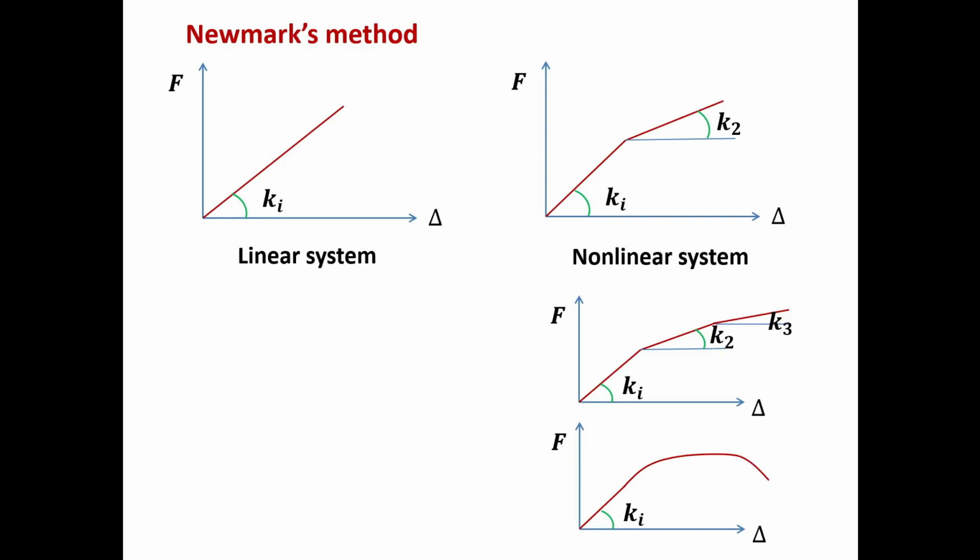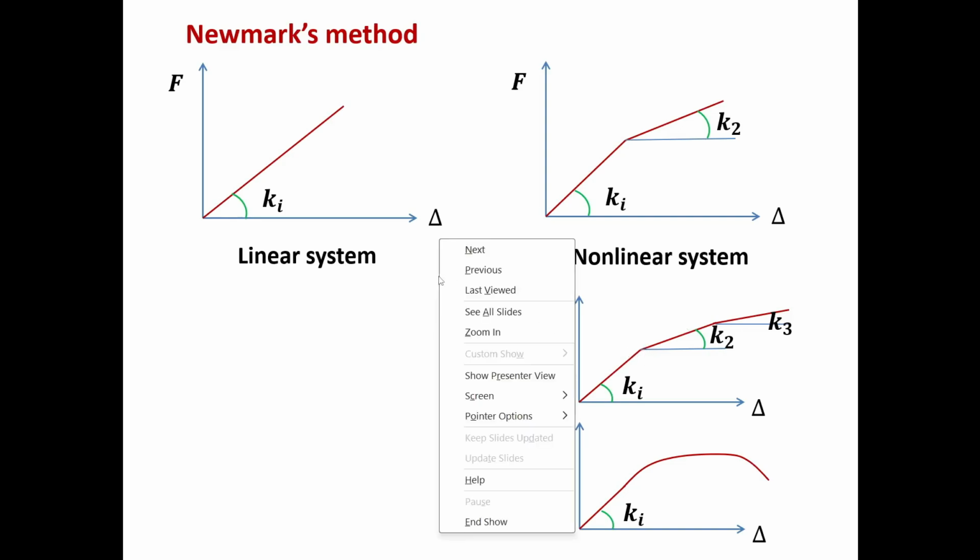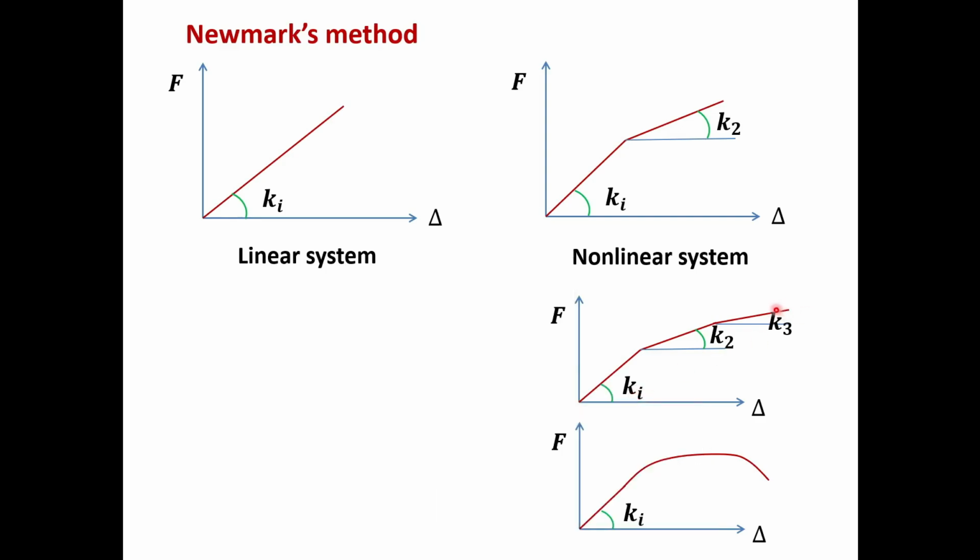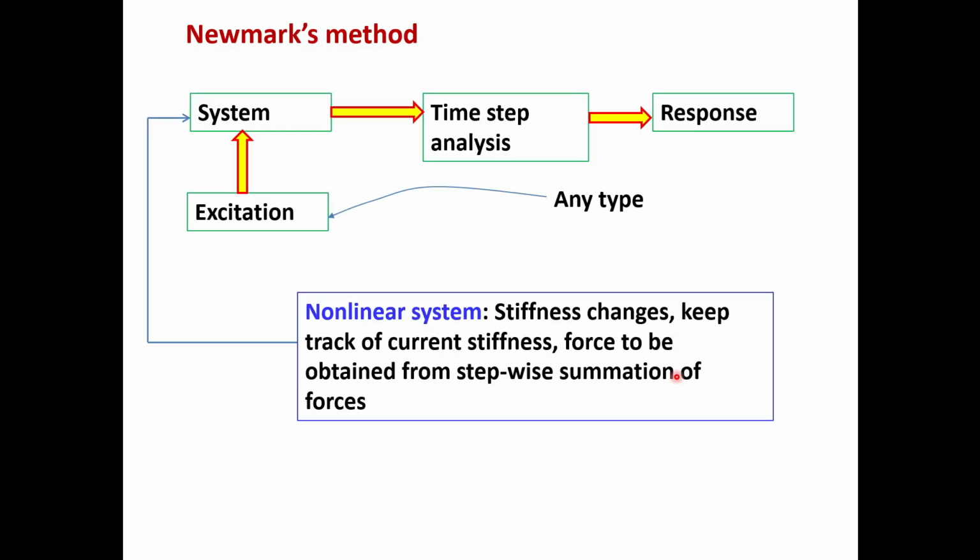It will change at a point which is called the event point. So this is an event point here, and an event point here. At the event point the stiffness is changing, and you have to keep track of where it is changing and what value it is changing to. This is the basic difference between the linear method and the nonlinear method. So in a nonlinear system the stiffness will change. You have to keep track of the stiffness and get the stepwise summation of force.